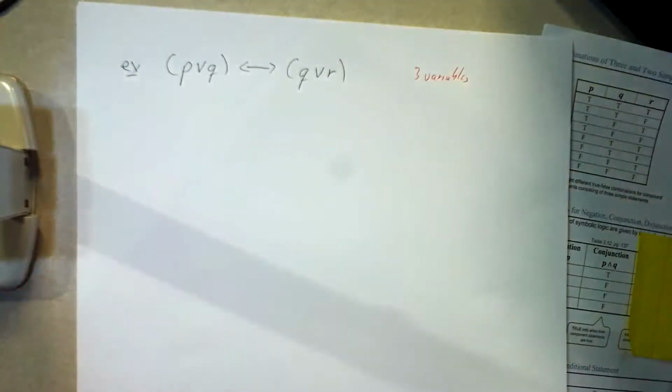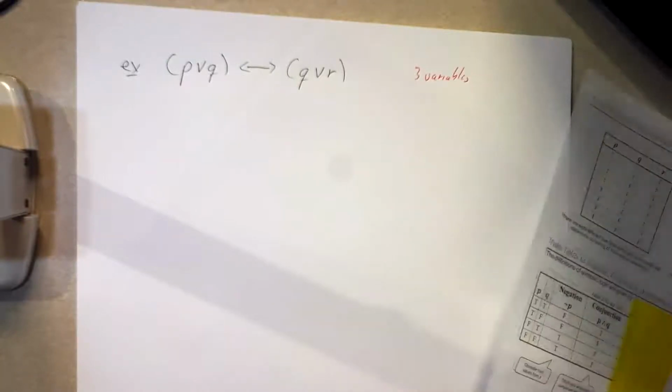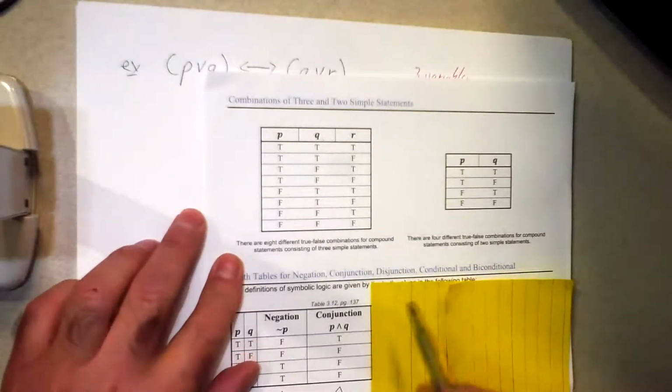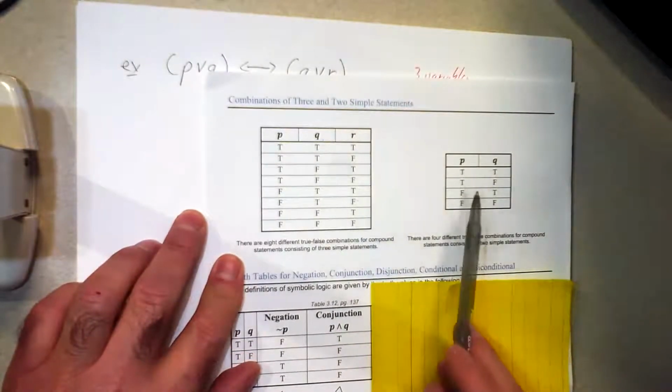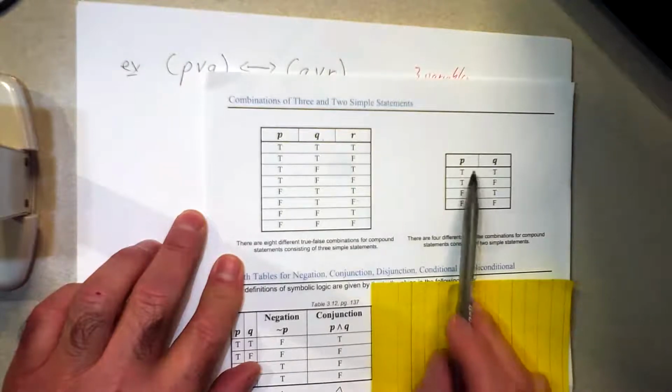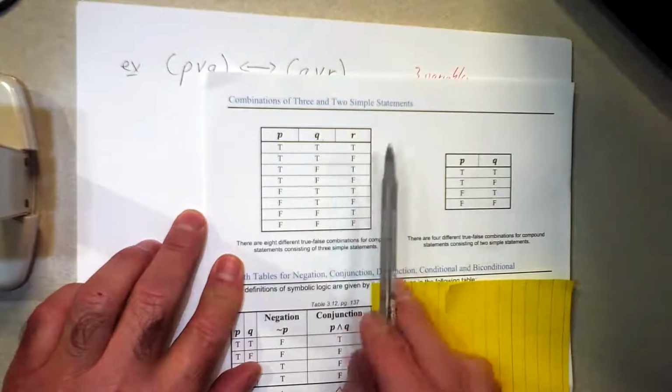All right, so my truth table is going to be bigger. It's going to have 8 rows. When you have 2 variables, you have 4 rows. This one's going to have 8. So how do I start? Well, go to your handout and find your starts. This is your 2 variable, this is your 3 variable. I have 3 variables, so this is how it starts.